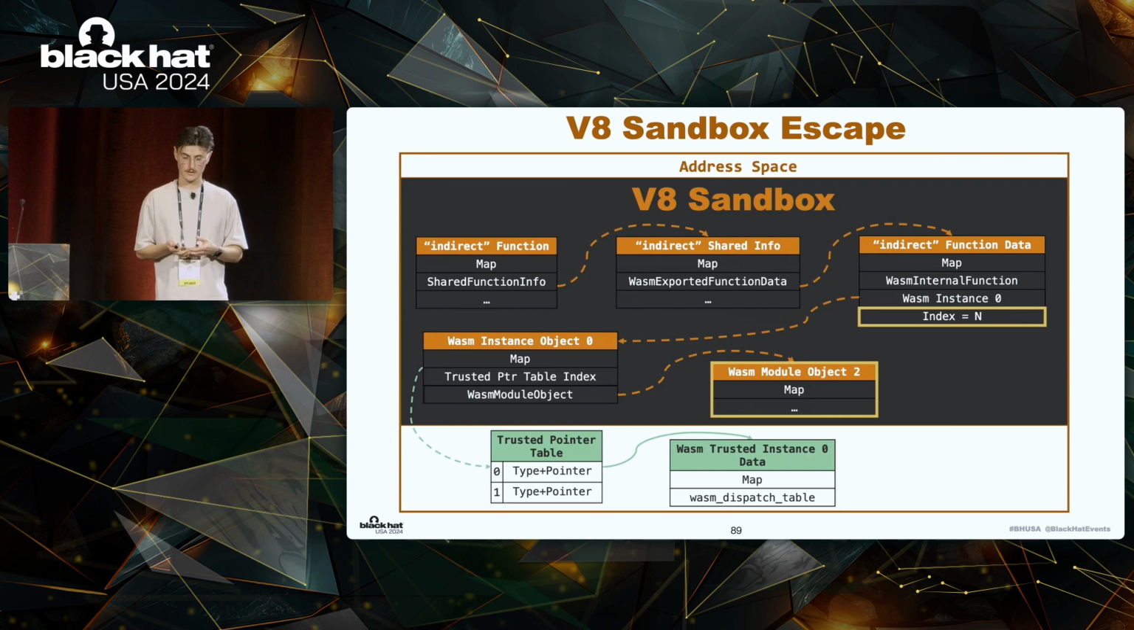When we do that, the memory will look like that. You can see the function data of the indirect export function now has the index n, and the instance 0 is now pointing to the module object 2 instead of module object 0.